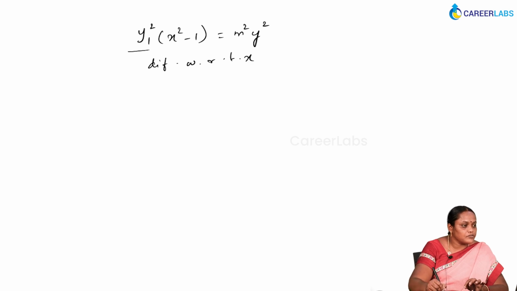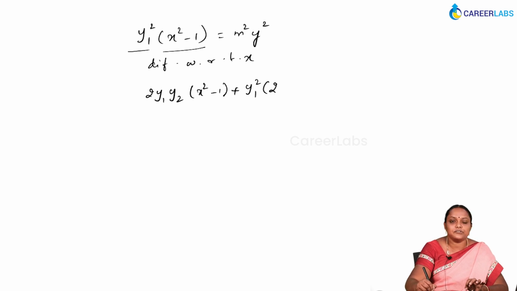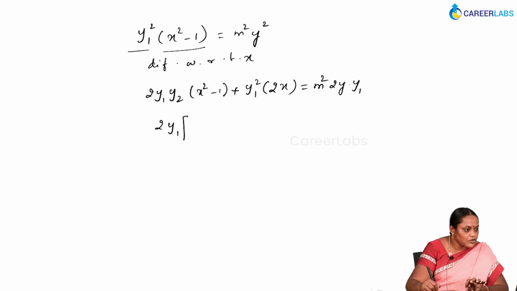Here it is a product of two terms. So this will be 2y1 y2, and x square minus 1 will remain as a constant. Let us keep this y1 square as constant, and the differentiation of x square minus 1 will be 2x. This is equivalent to m square, and for y square it is 2y into y1. So in everywhere 2y1 is common. Let us take 2y1 common from these two. So this will be y2 times of x square minus 1 plus y1 into x will be remaining.